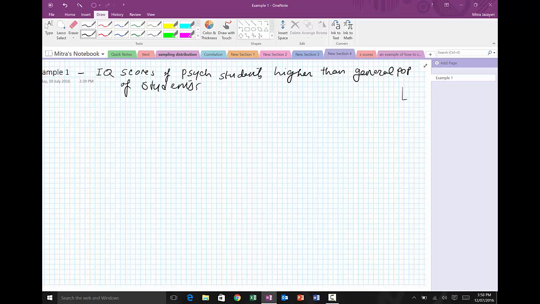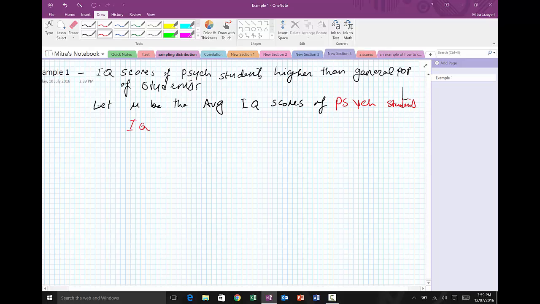First I have to define the parameter of interest. So I say let mu be the average IQ score of psych students. We know that in the general population, the IQ scores are normally distributed, with a mean of 100 and a standard deviation of 50.